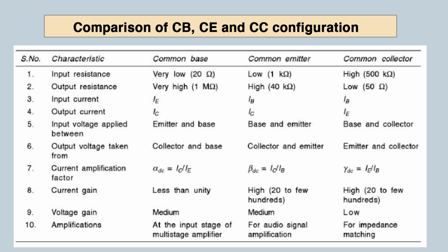Now depending upon the applications, common base is used in the input stage for multi-stage amplifiers. Common emitter is used for audio signal amplification, and common collector is used in impedance matching circuits.